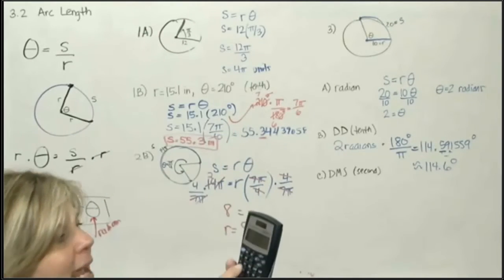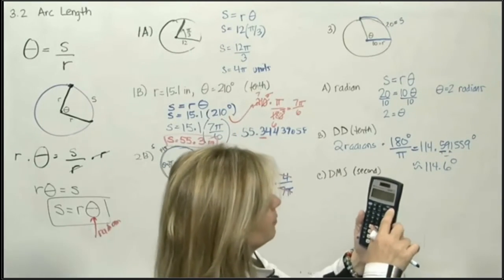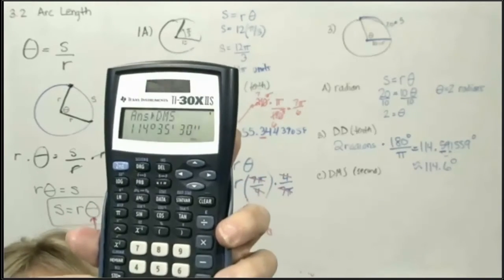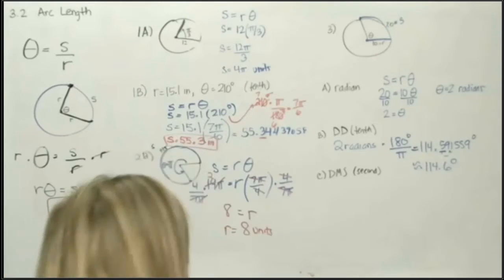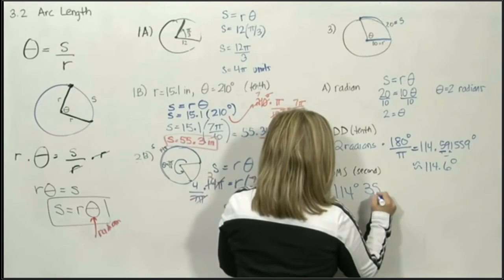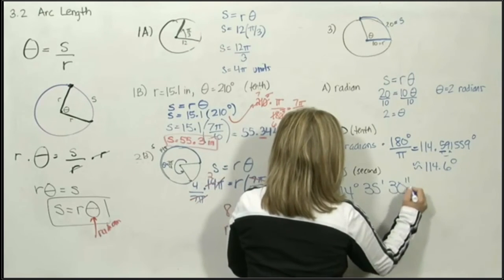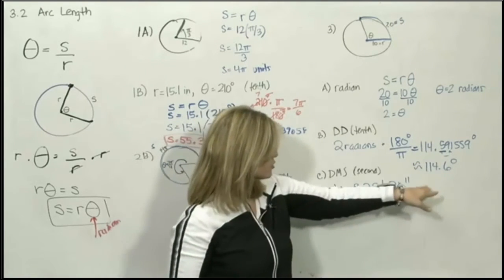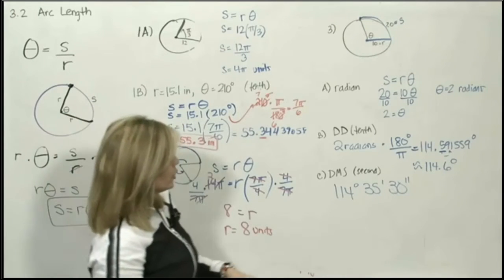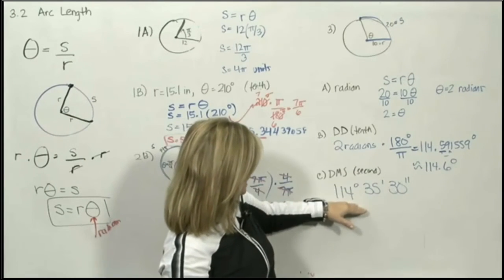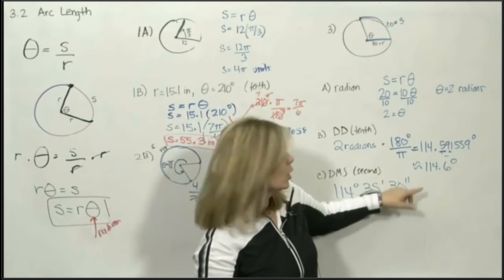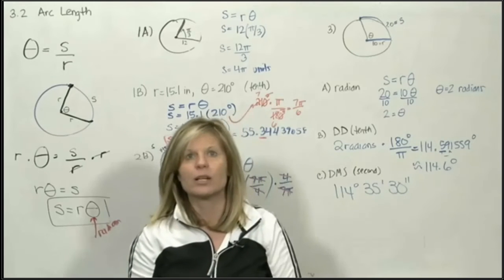Now all I got to do is go get my DMS button. And when I hit DMS and hit equals, I will now have degrees, minutes, seconds. This is 114 degrees, 35 minutes, 30 seconds. I don't have to do any rounding because there's nothing behind seconds. So again, when you're converting from DD to DMS, do not use your rounded answer. This will be off. Always use your exact decimal degrees.